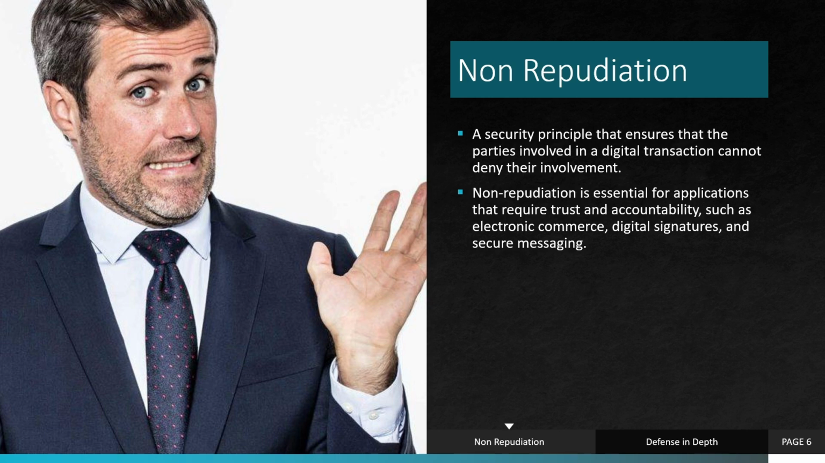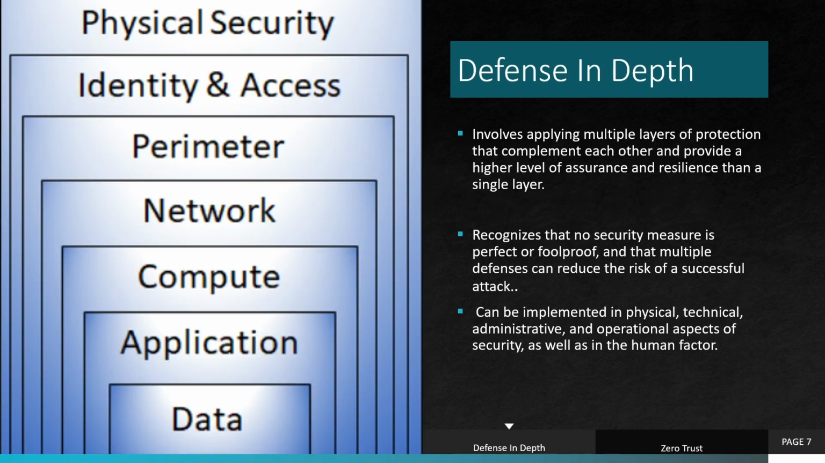Now, moving on further, we'll be talking about a concept that is also very important, which is the concept of defense in depth. Now, for us to protect information and assets from unauthorized access, disclosure, modification, or destruction, we've got a strategy called the defense in-depth strategy. Now, this strategy involves applying multiple layers of protection, complementing each other and providing a higher level of assurance and resilience. Because more often than not, whenever someone attacks your environment, this is the area, that is the data, is what they are particularly interested in.